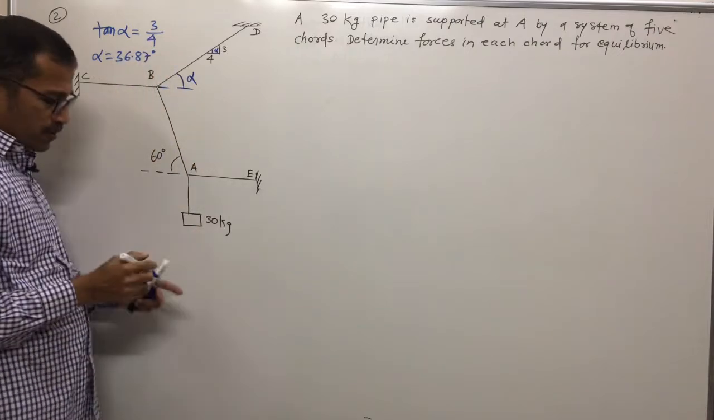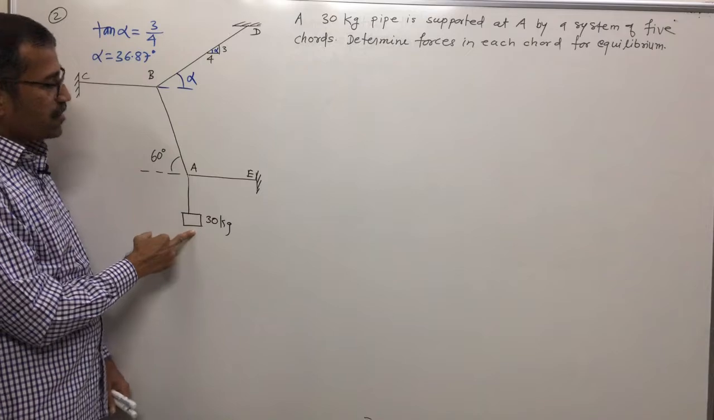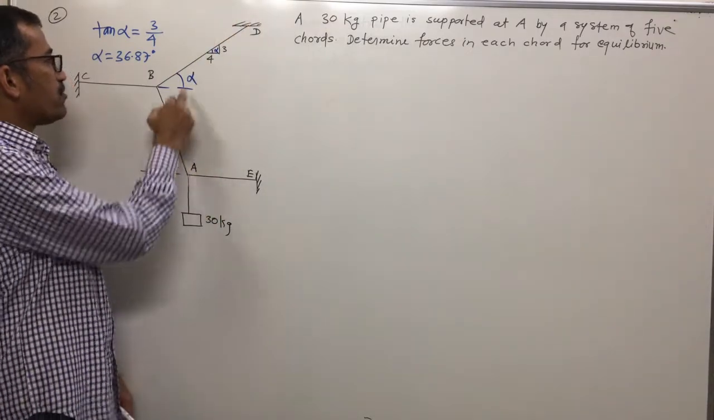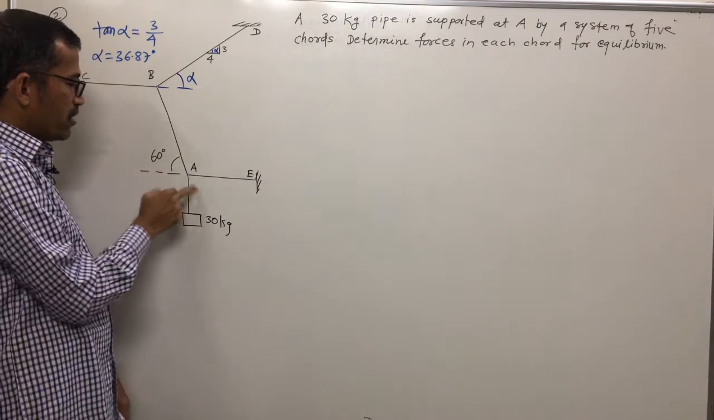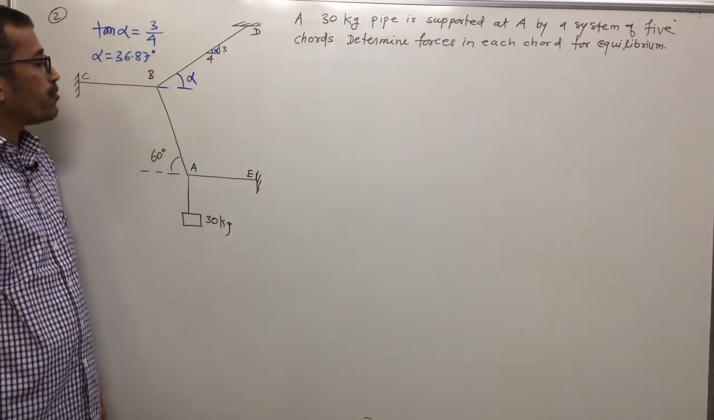What is given in the problem? A 30 kg pipe is supported at A by a system of 5 cords: 1, 2, 3, 4 and this vertical 5. Determine the forces in each cord for equilibrium.